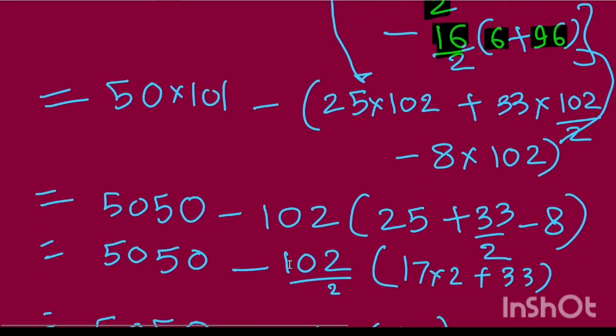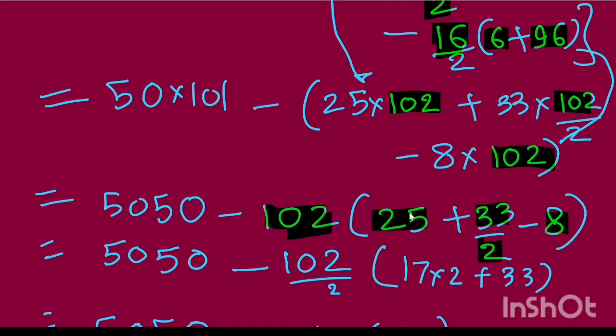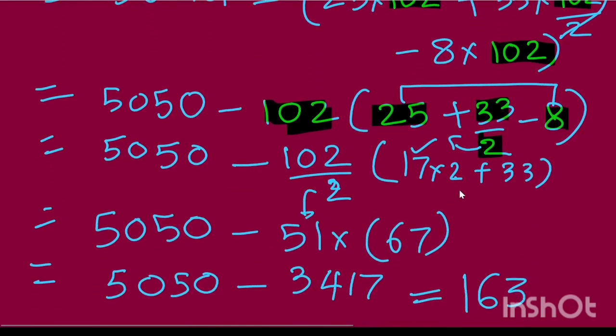So guys, this is 25 into 102. As you can see here, 102 is common everywhere, so we will take it common. We are left with 25 plus 33 by 2 minus 8. Now 25 minus 8 is 17. Now we will take the LCM, so 2 gets multiplied here: 17 into 2 plus 33, and the 2 comes out here. So 102 by 2 is 51, and this is 67. Now 51 into 67 is 3417.